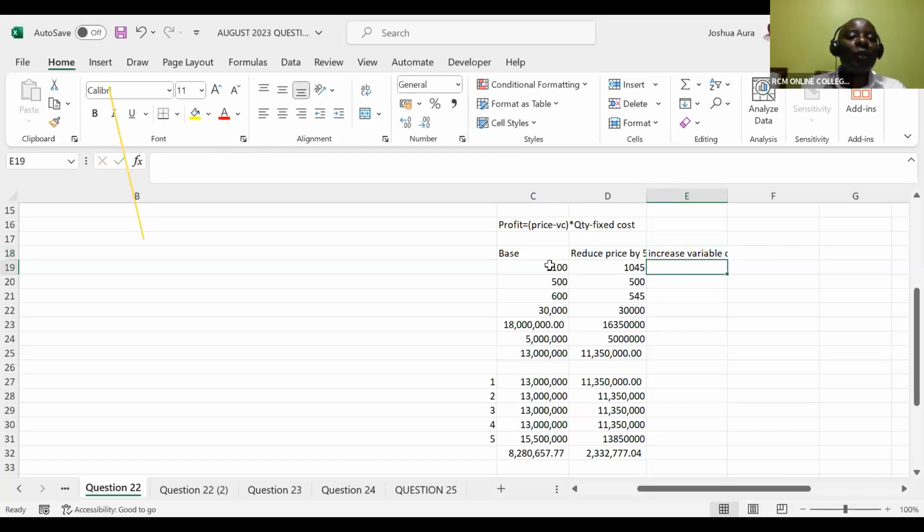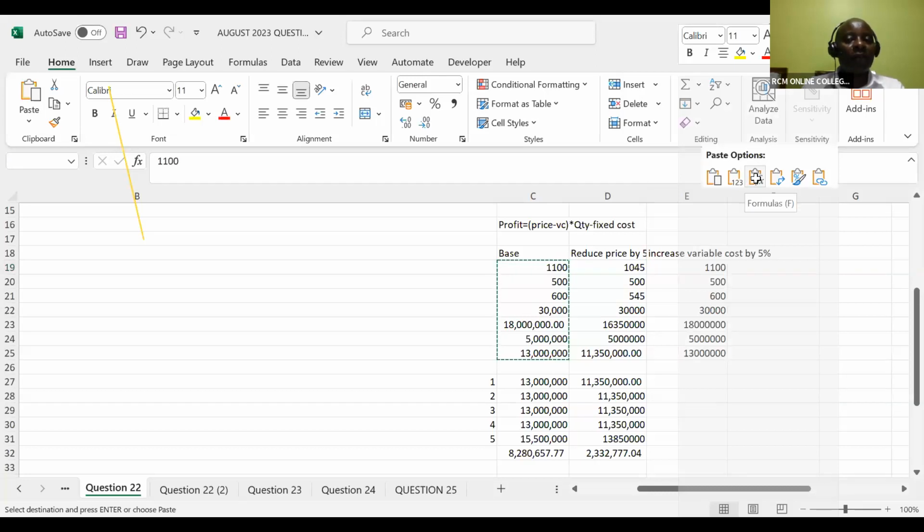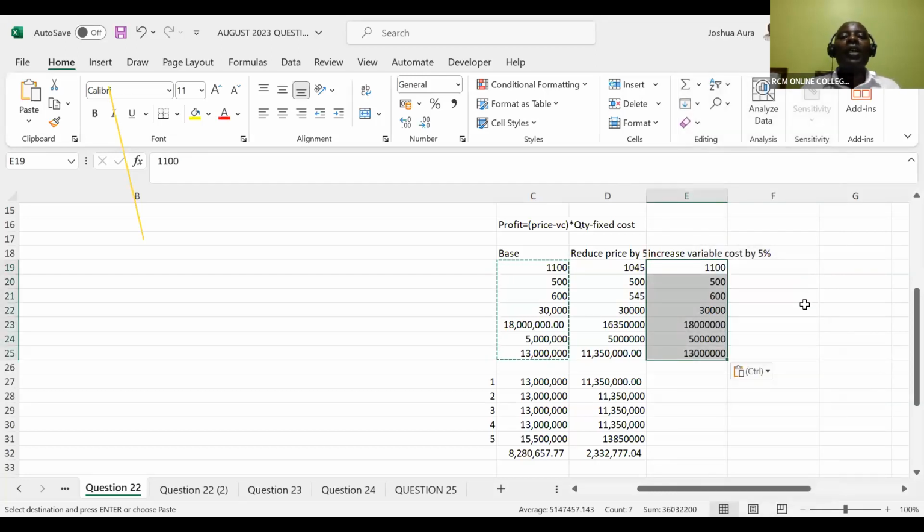So what you do, you copy the base up to the profit. So you say Control C, and then you come and place here. You right click. You are copying the formulas, figures and formulas, like that. Now, having copied that, can somebody advise me? What do you think am I going to do here next? Remember, I haven't yet done what the title is telling me there.